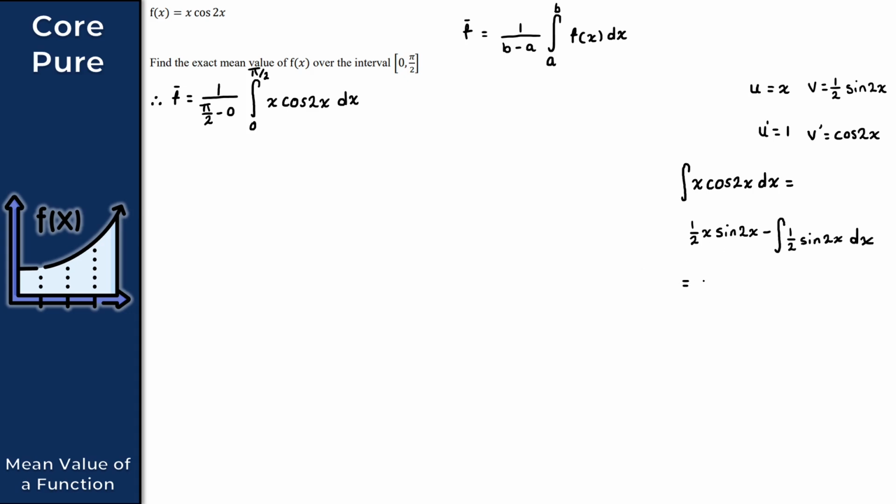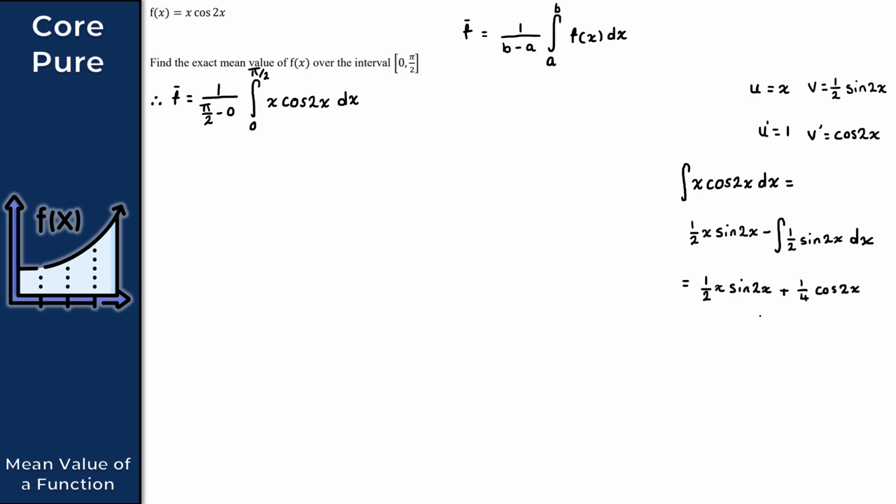So we get a half x sine 2x. We can't do anything with that, as we already mentioned. Plus, if we integrate this here then, what would we get? What I'd actually get here is minus 1 over 4 cos 2x. Because we've got a minus here, we get minus 1 over 4 cos 2x. We get plus 1 over 4 cos 2x there.